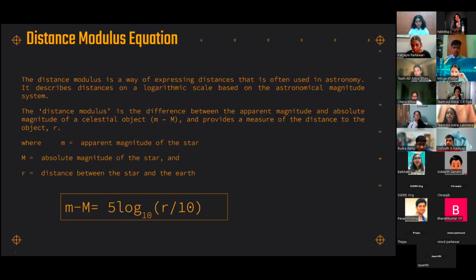So we calculated our distance through this equation and finally found out the distances of all our objects. Now, I would like to turn the mic over to Pradyum so that he could put some light on how we use these distance values as well as redshift values to calculate our Hubble constant. Over to you, Pradyum. Thank you, Baibabi.